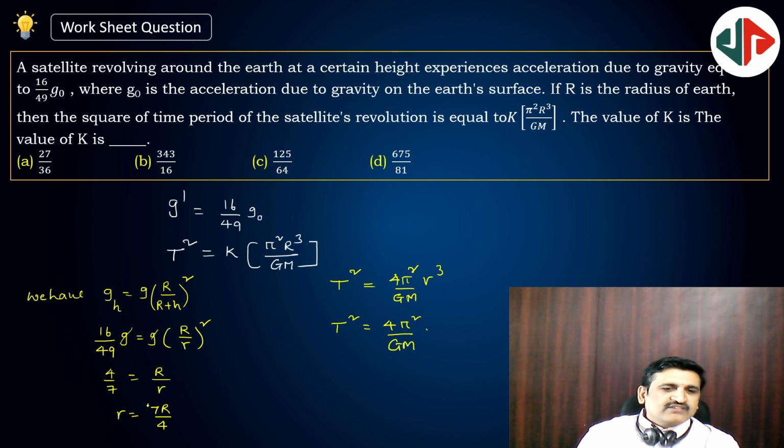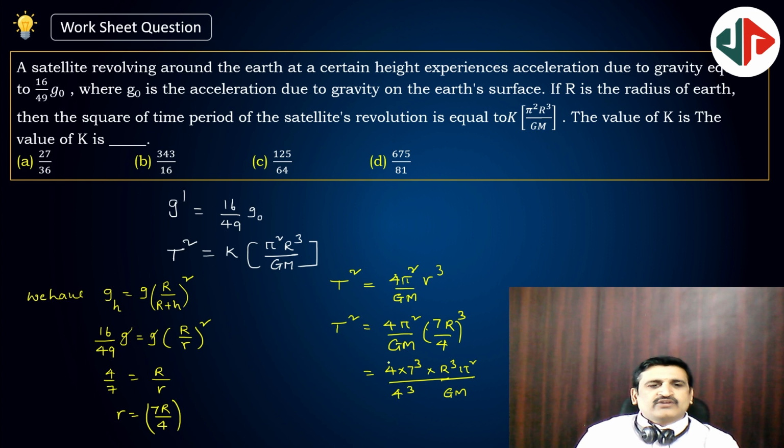R cube means which r I have to write? 7R by 4 cube I have to write. So now 4 into 7 cube into R cube into pi square by GM by 4 cube is also there. So R cube, pi square, GM everywhere, this is cancelling. We have to find this k value, which is nothing but the number. So k is equal to 7 cube, and 4 ones will go. So 7 cube by 4 square.